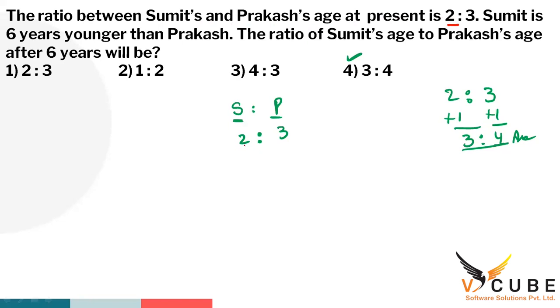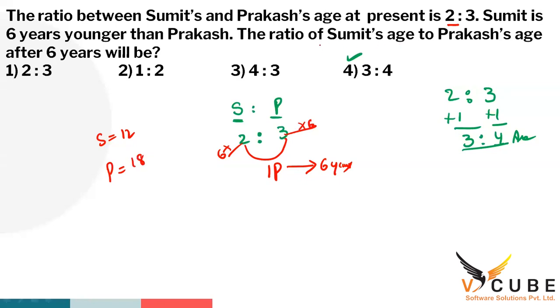It means we are checking the difference. Sumit is 2 parts, Prakash is 3 parts. Difference is how many parts? 1 part. 1 part is equal to how many years, guys? 6 years. First, find out the Sumit age. Sumit is how many parts here? 2 parts. 2 into 6, 12. Sumit age is 12 years. Find out the Prakash age. Prakash, how many parts here? 3 parts. So 3 into 6, 18 years.